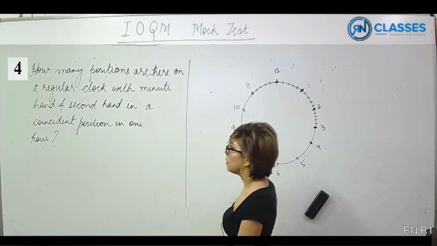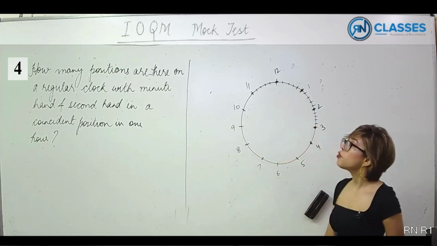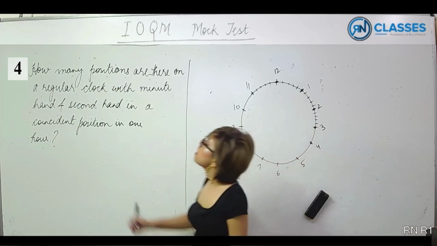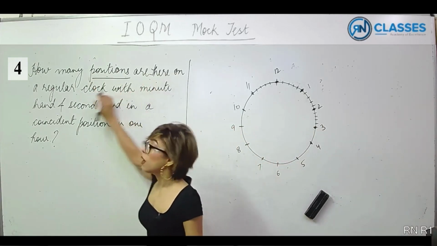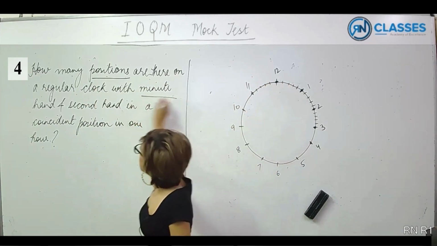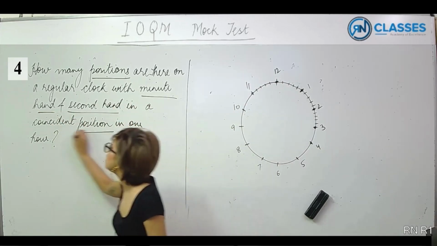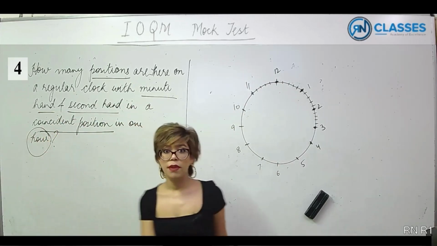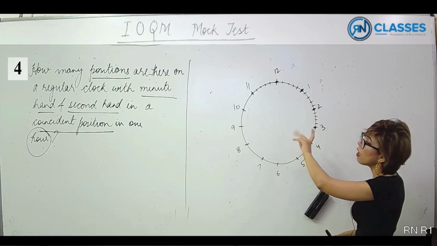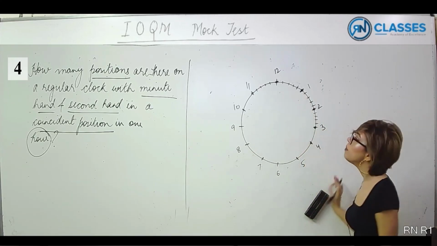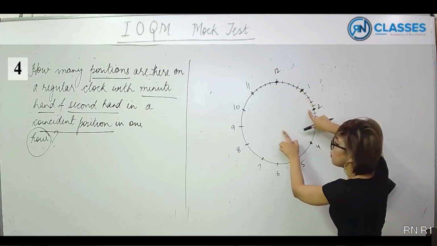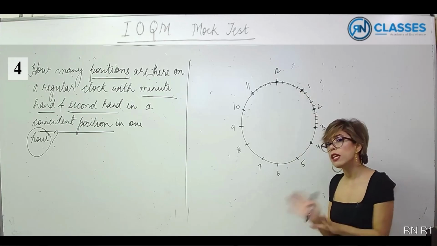Alright, the next one, which is quite interesting because if you know how to read the clock, you already have the answer. Now it says how many positions are there on a regular clock? So obviously from 12 to 12, with minute hand and second hand in a coincident position in 1 hour. Right? Okay, so minute hand, the longer one, and the second hand, even the longer one. Coincident position. So that means their positions should coincide. Now he says in 1 hour. So I'll just take any particular 1 hour.